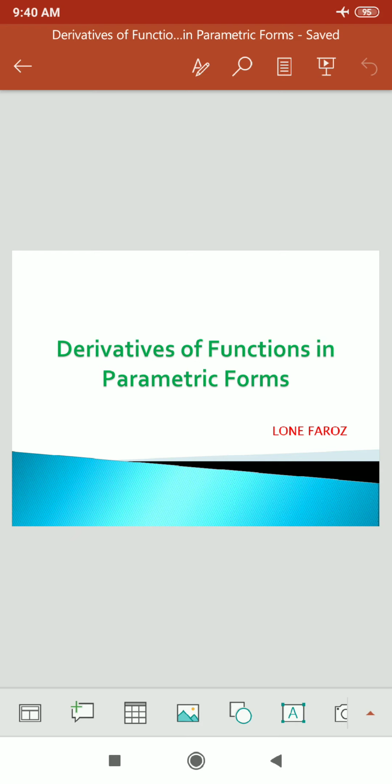In this lecture, we'll find the derivatives of functions in parametric forms. The first thing is what is meant by parametric form, and then how we can find their derivatives. Okay.